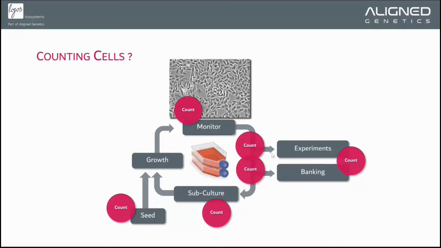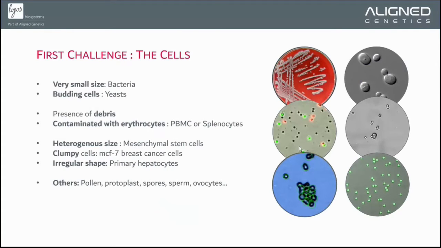And among the challenges, when we talk about cell counting, the first challenge is actually the cells themselves. You have a huge variety of cells available that you may want to count. It can be bacteria, which can be 10,000 times smaller than mammalian cells, or you can have budding cells like yeast. Or even if you're working with mammalian cells, you don't always work with cell lines. You can also face the presence of debris or contaminants like red blood cells if you're working with PBMC or leukocytes.